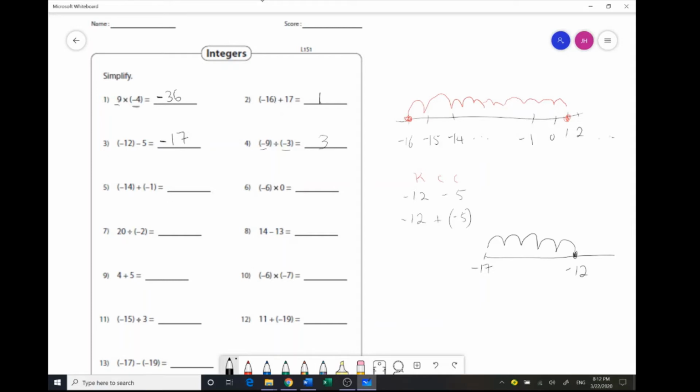Okay, number 5, you have negative 14 plus negative 1. So negative 14, you add a negative 1, so you have to move 1 unit to the left. So 1 unit to the left, that will be negative 15.